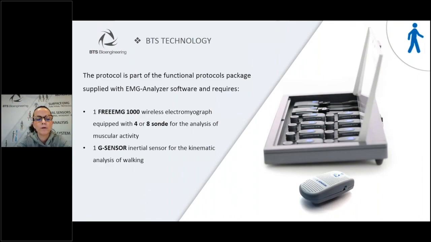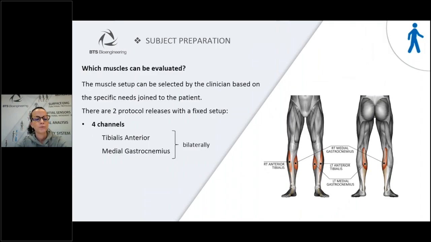From the technological point of view, the walk protocol requires the following wearable sensors of the BTS technology: 4 or 8 3mg electromyographic probes and the G sensor inertial sensor. The 3EMG probes, which obviously allow us to assess the behavior of the muscles, must be applied bilaterally to the muscles of the lower limbs.